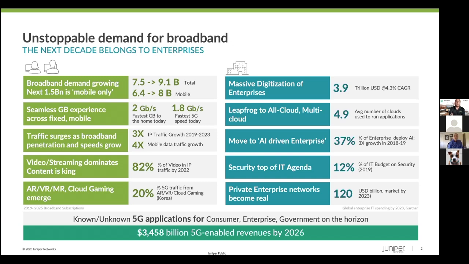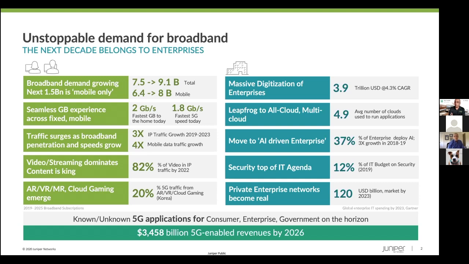At the same time, people's expectations of the speed they want across both fixed and mobile networks are increasing. People are expecting to see 2 gigabit per second kind of speeds. Due to that, IP traffic has been growing very fast, 3x growth in 4 years. Mobile data traffic is growing even more, and all of that is mostly fueled by video streaming, which is extremely bandwidth intensive.